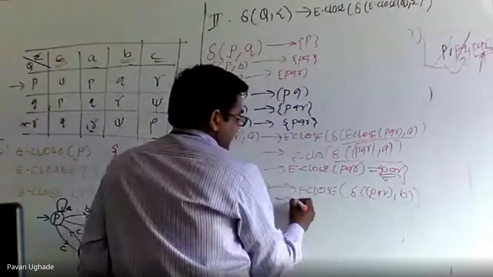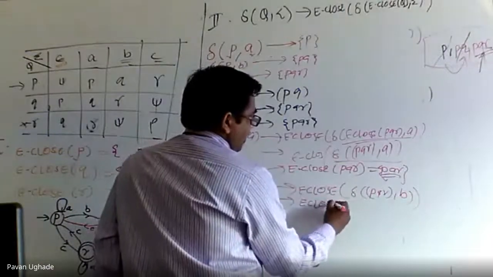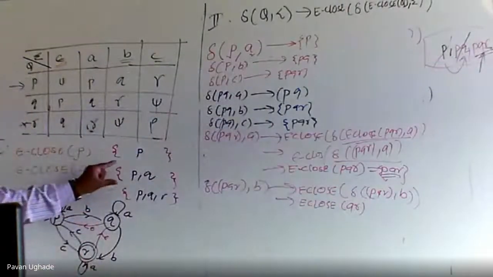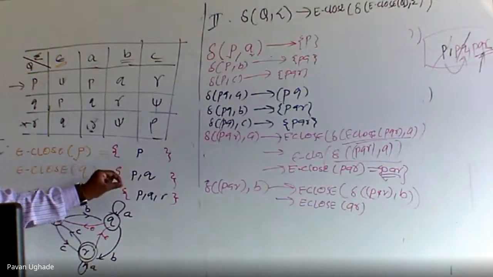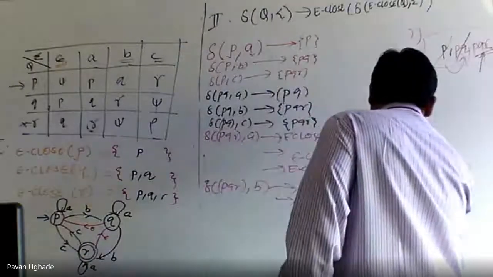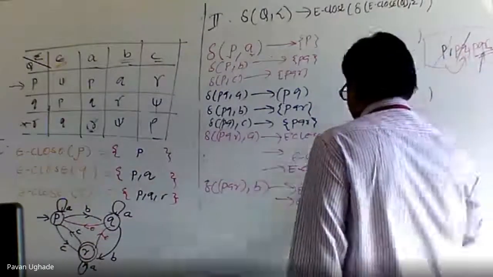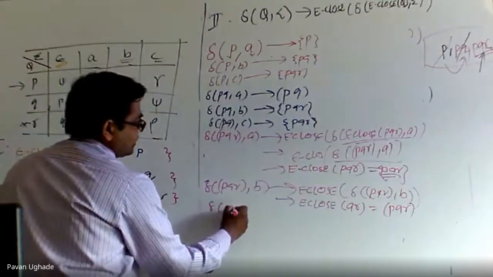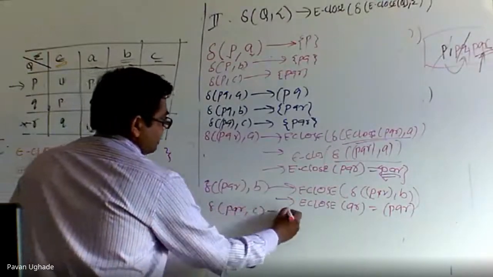So here I will simply write down the epsilon closure of QR. The epsilon closure of QR is what? We need to consider this epsilon closure. So that is nothing but again PQR. It is already added into the things. Okay, Q. I will take up the other PQR over C.